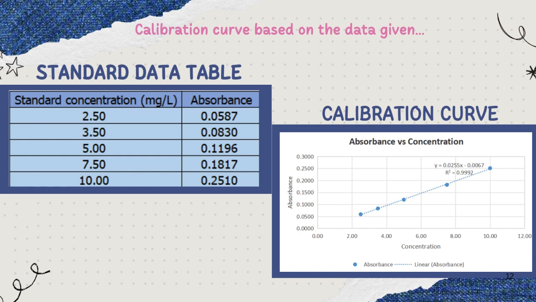Using the standard data, we plot a calibration curve with absorbance on the y-axis and concentration on the x-axis. From the graph, we obtain a linear regression equation: y equals 0.0255x minus 0.0067. The data showed a strong linear relationship, meaning that absorbance increases proportionally with phosphorus concentration. This regression equation is essential because it allows us to calculate the concentration of the unknown sample by inserting its absorbance value into the equation.